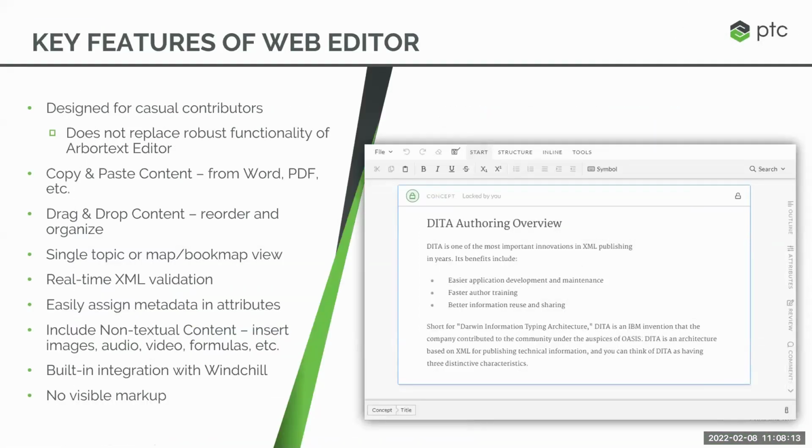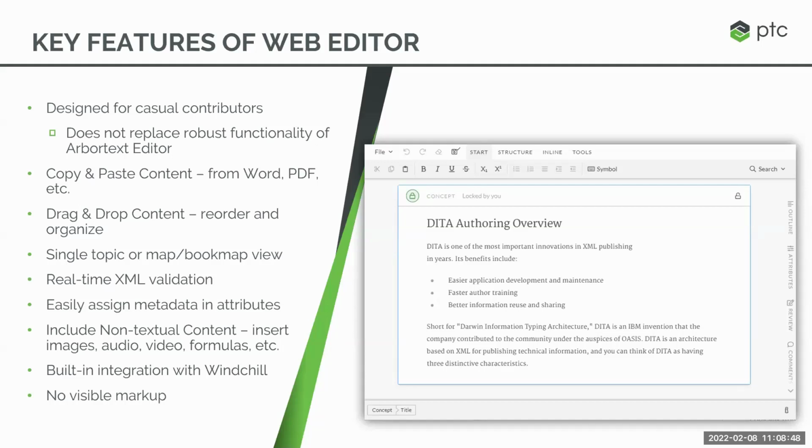So here are some key features of the web editor. As I mentioned, it's designed for casual contributors, subject matter experts, or casual or light authoring. It definitely does not replace all the functionality of Arbortext Editor. It does allow for copy and paste from sources such as Word or PDF. It also allows for drag and drop so that, for instance, within a list, you can reorder a list and move paragraphs around, that sort of thing.